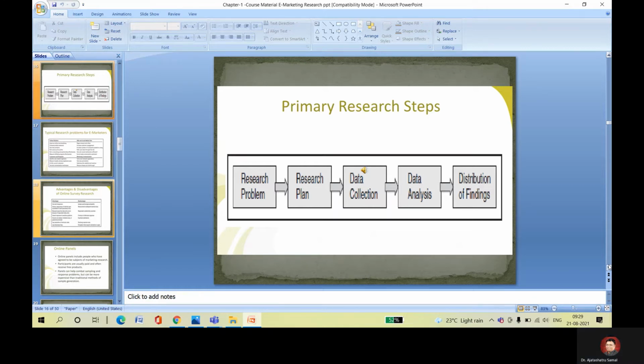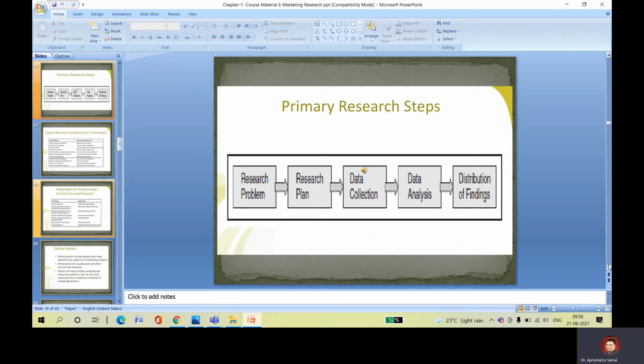ANOVA, chi-square test, F-test, T-test, putting certain hypotheses, we can interpret the result. Okay, we can interpret the result and findings. So data analysis also we need to know and we need to be able to analyze for your requirements.